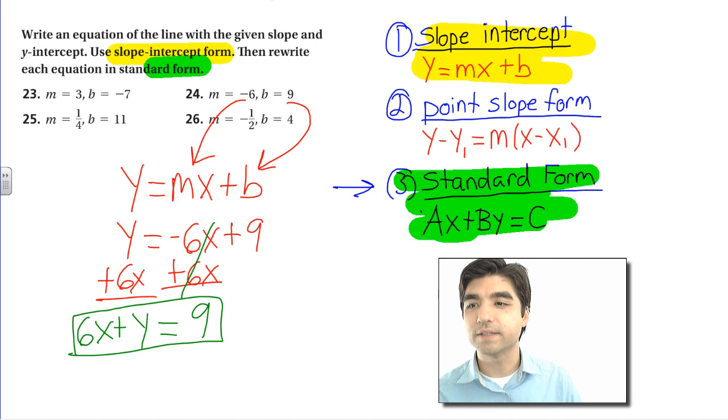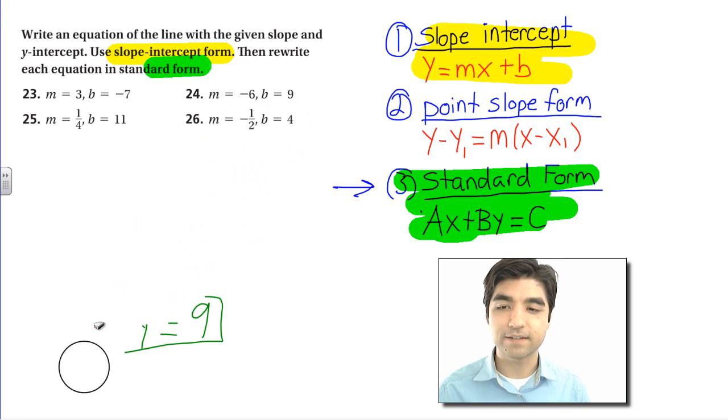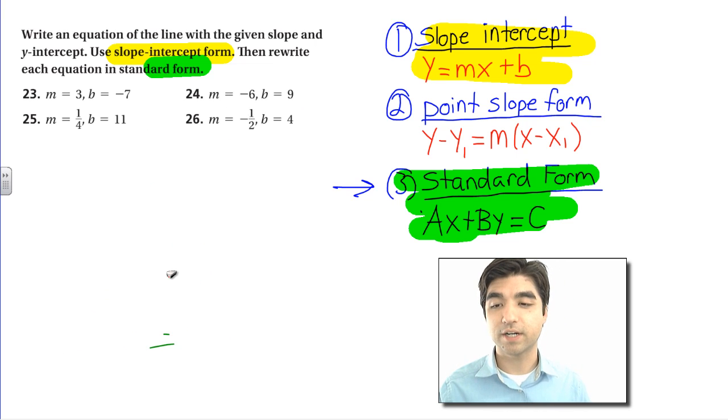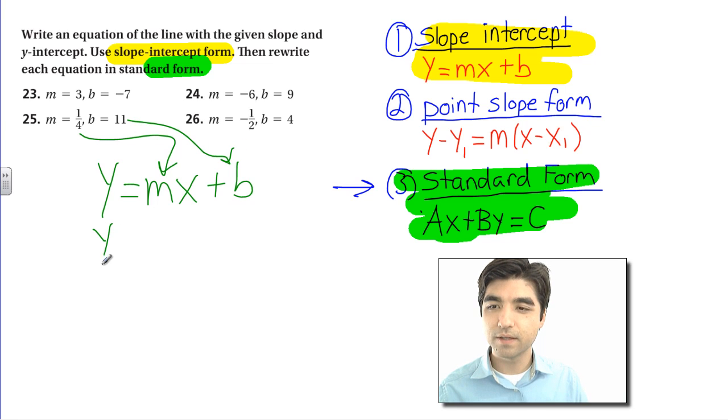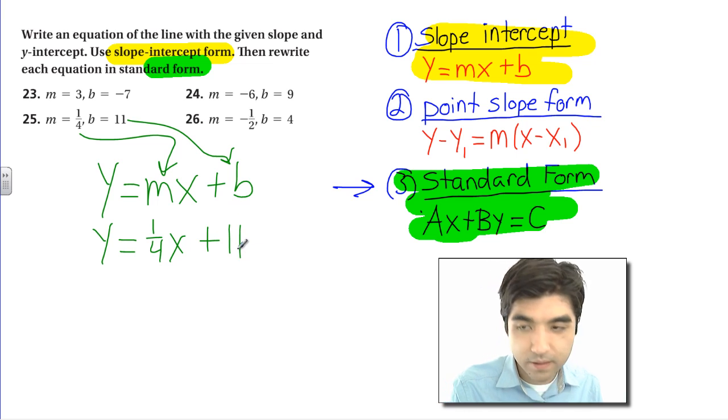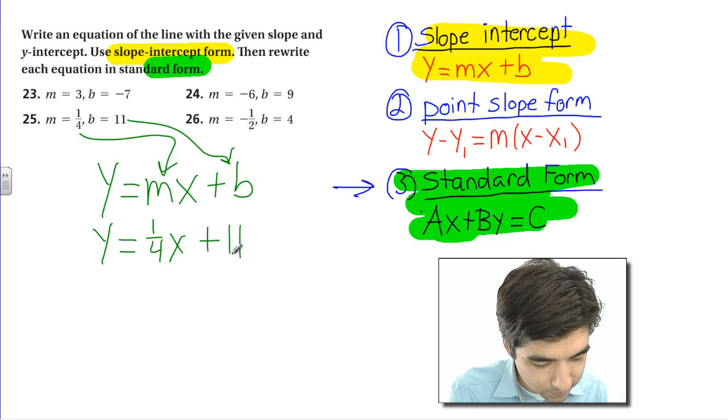Now number 25. If you want to try this out on your own, just pause the tape, try it out, and then play the video to see if your answer is right. So we got y equals mx plus b. We need to put the 1/4 in here and the 11 right there. So y equals 1/4 x plus 11. Yep. And let me double check the answer on this real quick.